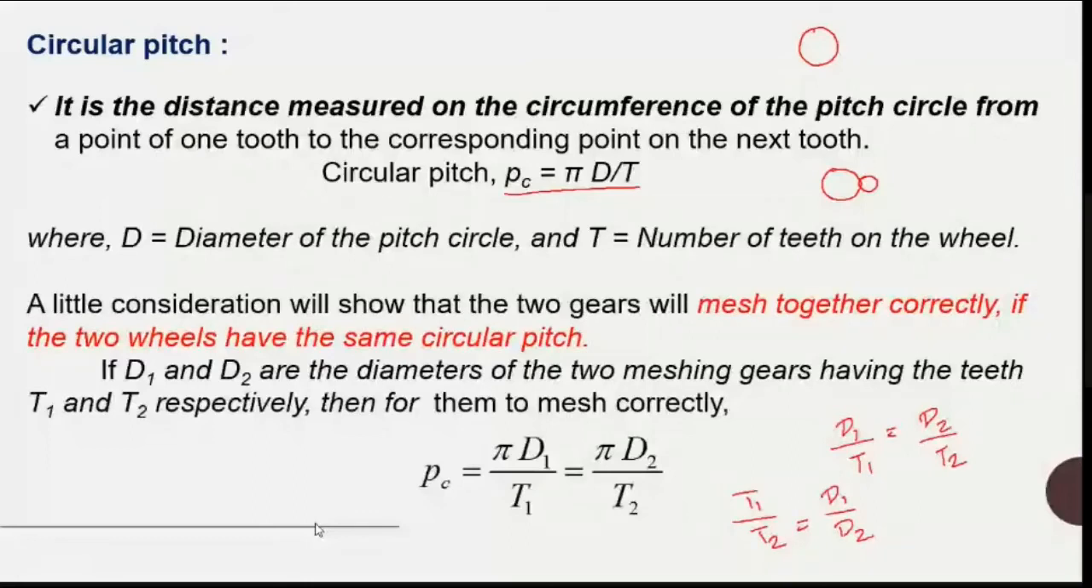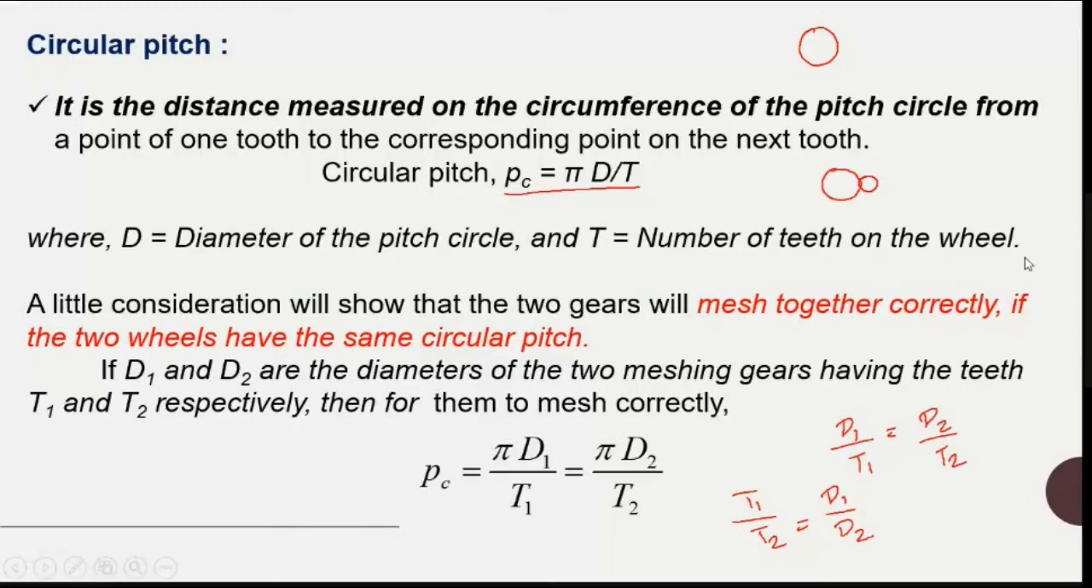We stopped here. We discussed circular pitch. The circular pitch is the distance between two consecutive teeth, right? So based on that, we identified the formula as pi d by t. That is what we discussed last class.